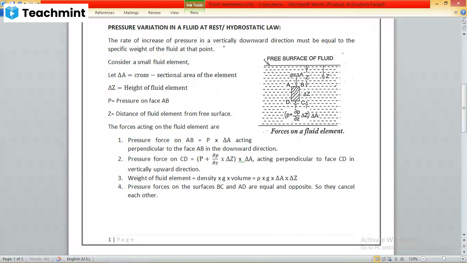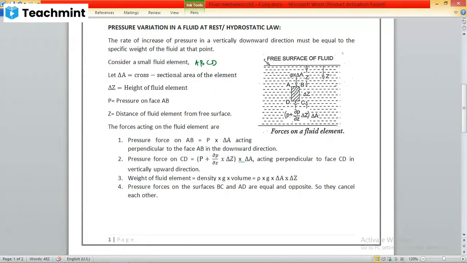This hydrostatic law says that the rate of increase of pressure in a vertically downward direction must be equal to the specific weight of the fluid at that point. But we will derive that thing. Let us derive that. Consider a small fluid element. Our small fluid element is ABCD. It has surfaces AB, BC, CD, and AD.